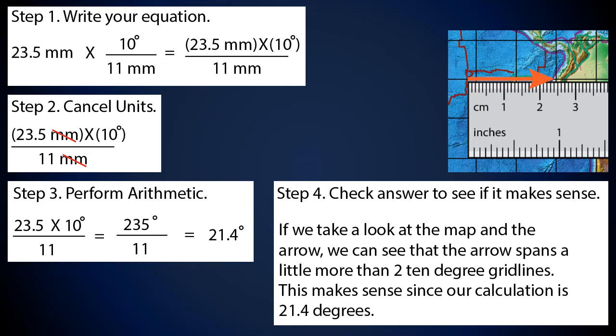Then step 3, perform the arithmetic like we did in elementary school. 23.5 times 10 is 235. 235 degrees divided by 11 is 21.4 degrees. Step 4, check the answer to make sure it makes sense. If we take a look at the map and the arrow, we can see that the arrow spans a little more than two 10-degree grid lines. This makes sense since our calculation is 21.4 degrees.